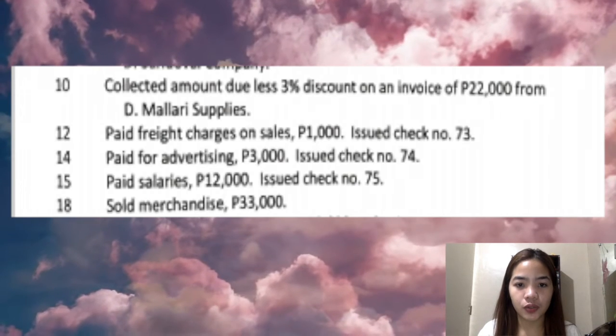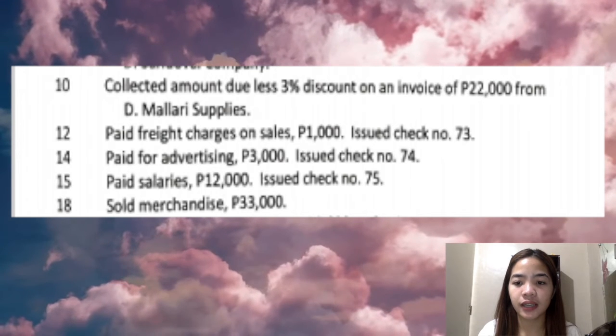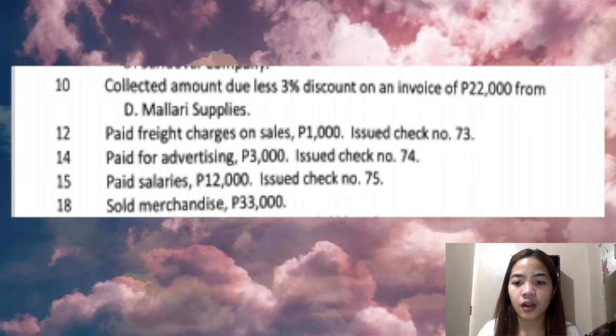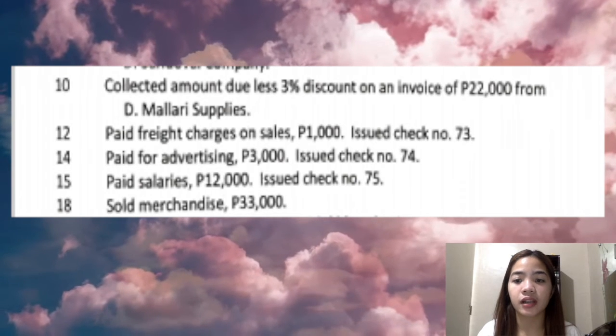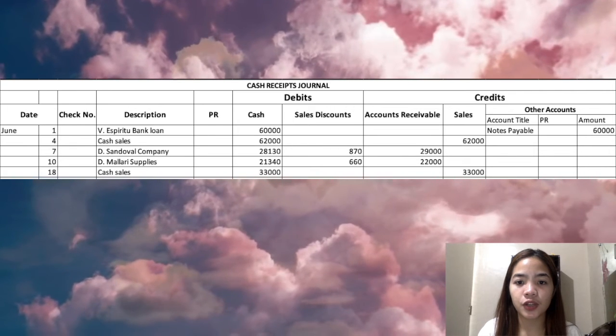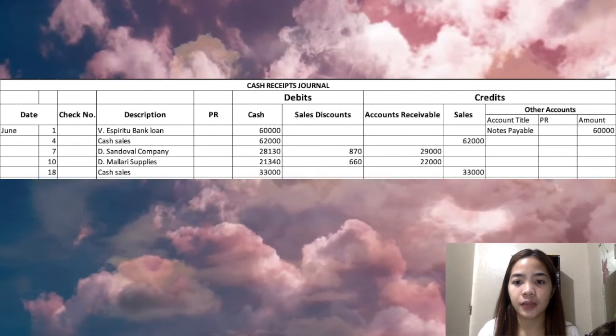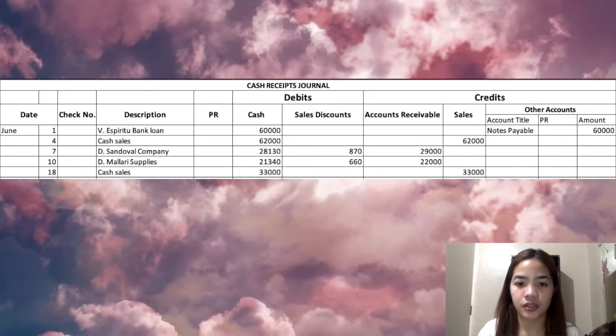June 18, sold merchandise 33,000. Since hindi pa rin naka-indicate na inutang ng customer, kaya expected na nga cash sales siya, kaya sa cash receipts journal siya ilagay. June 18, description, cash sales, debit, cash 33,000, and credit sales 33,000.